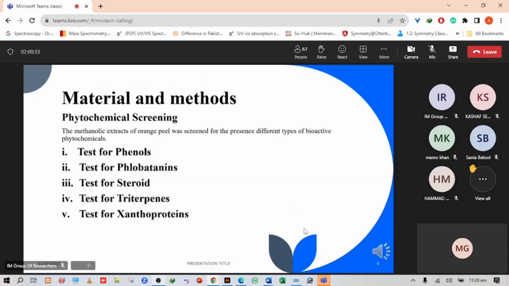The methanolic extract was prepared from the orange peel powder, and this was screened for the presence of different types of bioactive phytochemicals. With the help of screening methods, the phenol, phlobatannins, steroids, triterpenes and xanthoprotein tests were performed to check the presence of all these bioactive compounds in the orange peel powder.